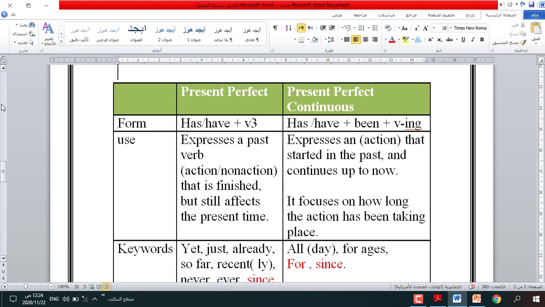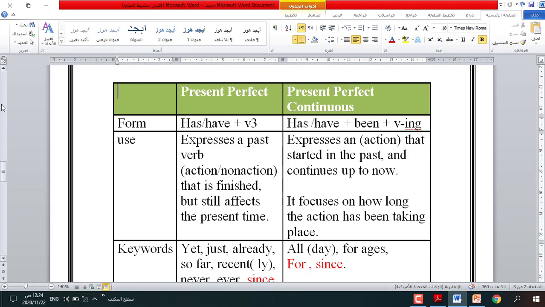That is finished. This action is finished, but still affects the present time. On the other hand, we use the present perfect continuous to express an action. It must be an action. We cannot use the present perfect continuous with stative verbs. It expresses an action that started in the past and continues up to now, meaning the action is still continuing. The main reason for using the present perfect continuous is to focus on how long the action has been taking place, that is, focusing on the duration of the action.